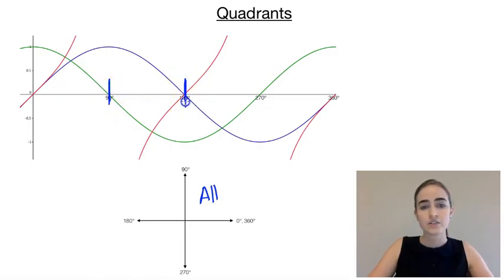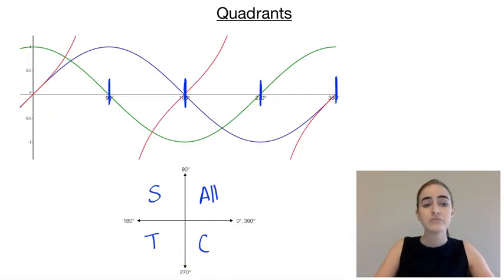In our second quadrant, between 90 degrees and 180 degrees, you can see that sine is positive, but cos and tan are both negative. So only sine is positive there. In our third quadrant, we're looking between 180 and 270, and you can see that in this one, tan is positive, but sine and cos are both negative. In our last quadrant, between 270 and 360 degrees, cos is positive, but sine and tan are both negative. So they're all positive in the first one, then only sine, only tan, and only cos.